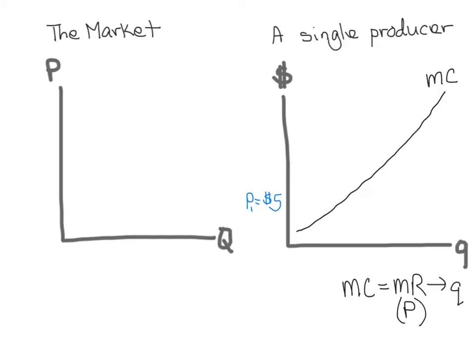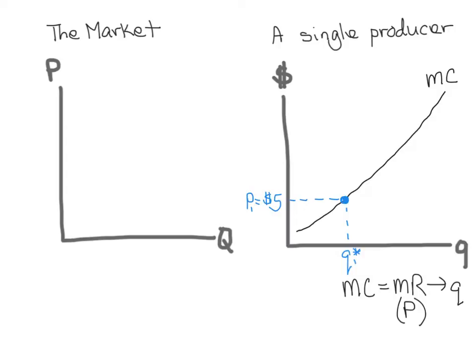So the producer is going to follow this rule of setting marginal cost equal to marginal revenue in order to determine how much coffee to make and produce. So marginal revenue of $5 equals marginal cost right there. This happens at this quantity of production. I'll call it Q star 1.